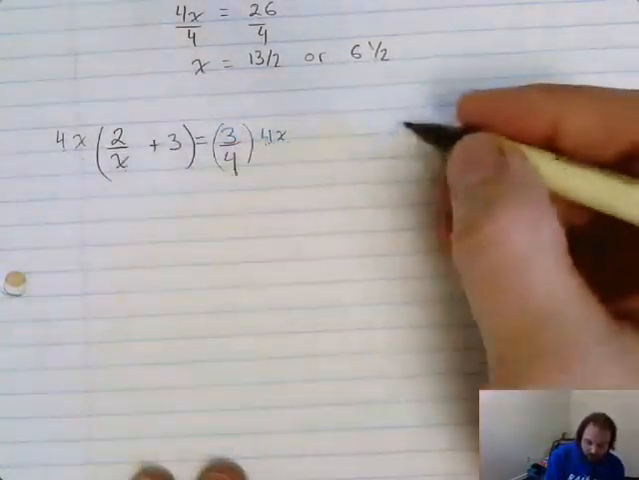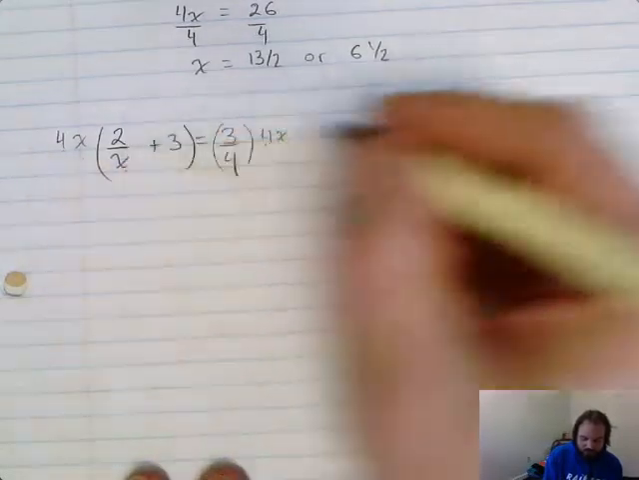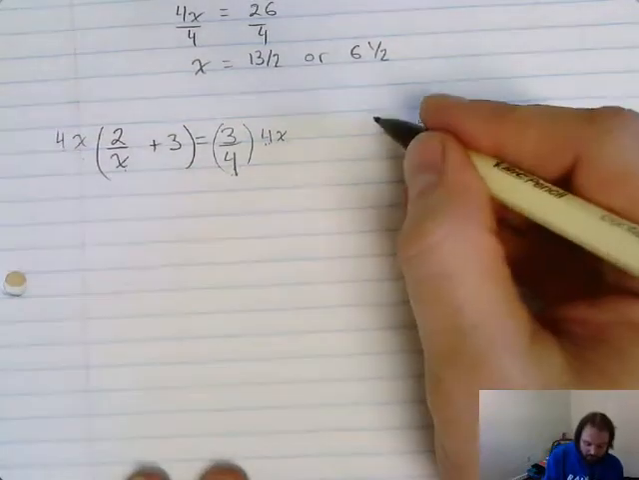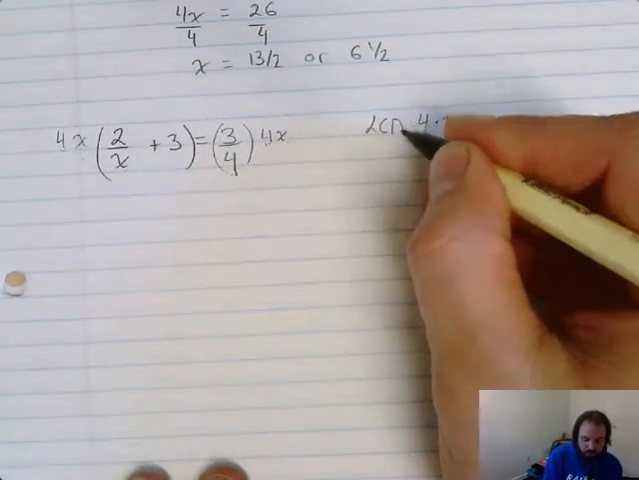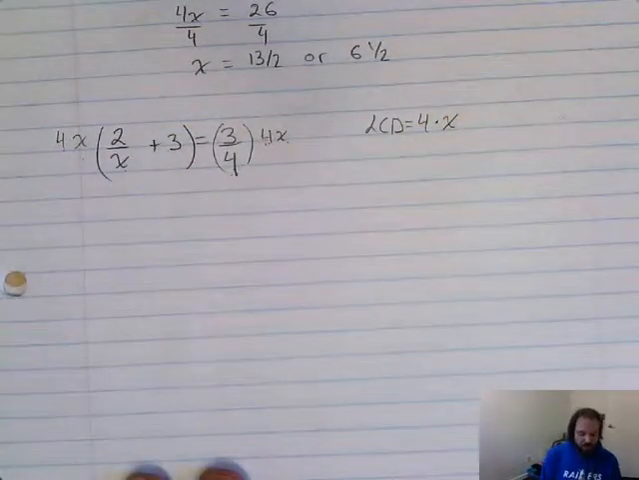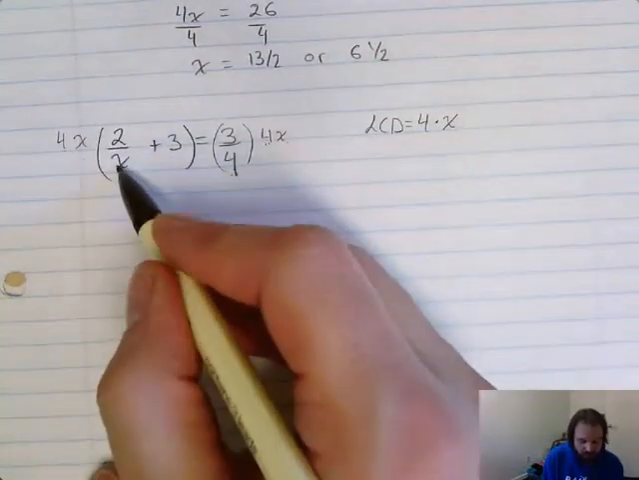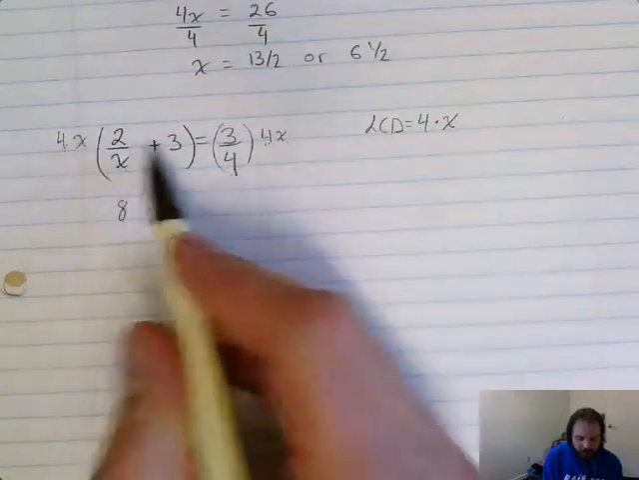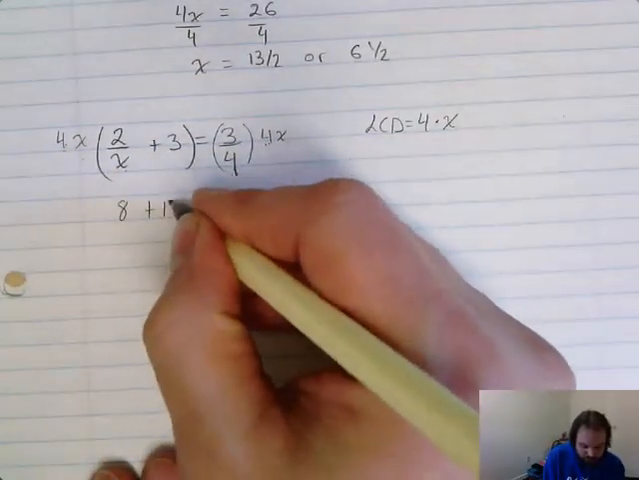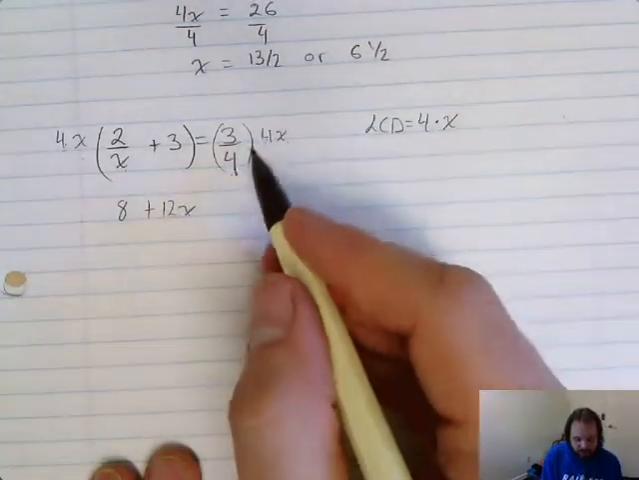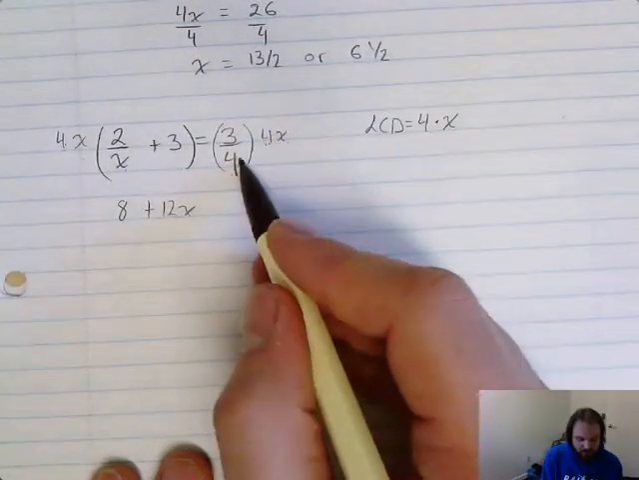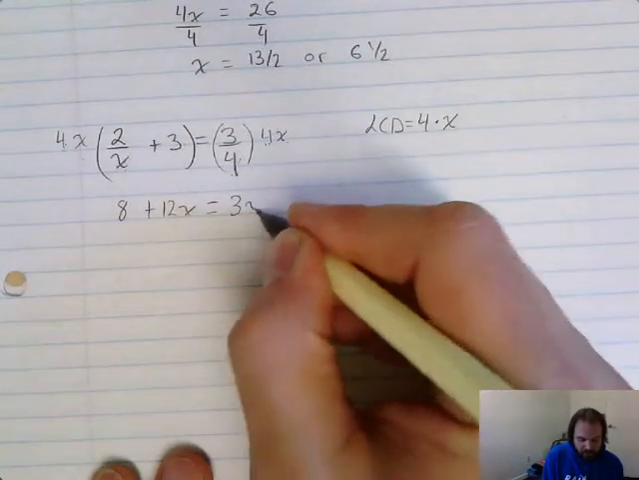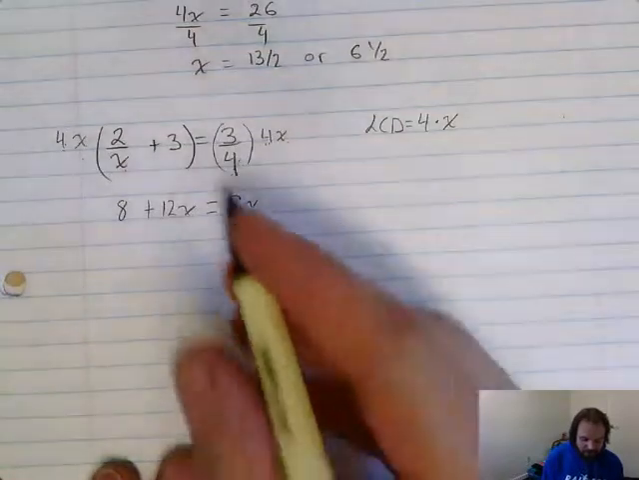My lowest common denominator here is, if we look at it, we have 4 and x, so it's 4 multiplied by x. That is my lowest common denominator, or lowest common multiple of the denominators. So if I look at this now, we have 4x divided by x gives me 4, times 2 is 8. Now I have 4x times 3 is 12x. On this side here, we have 4x divided by 4 is x, times 3 is 3x. Now we're just going to continue solving.